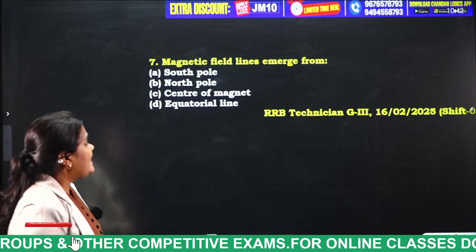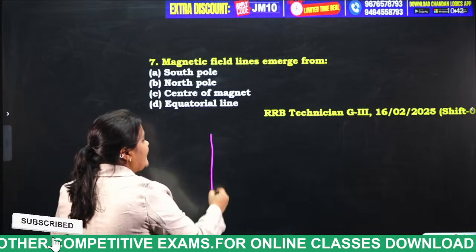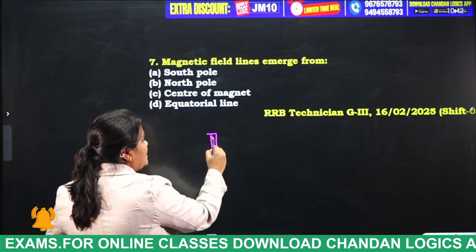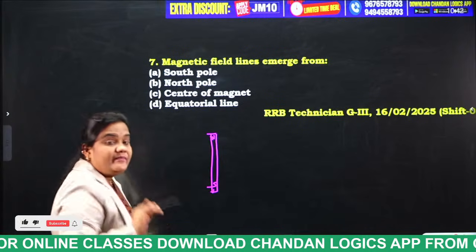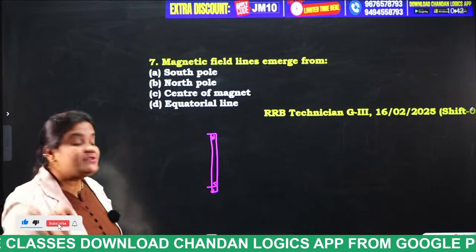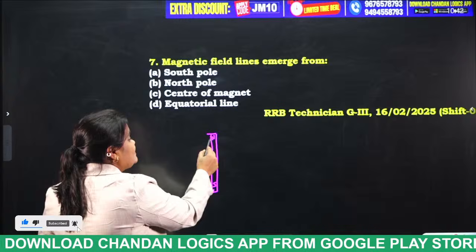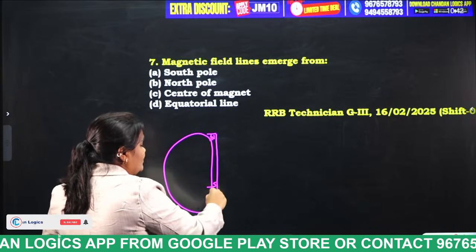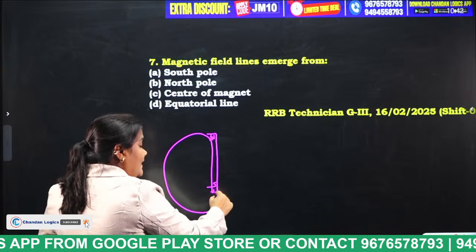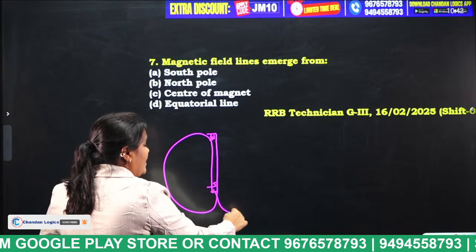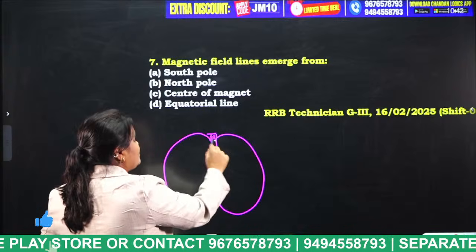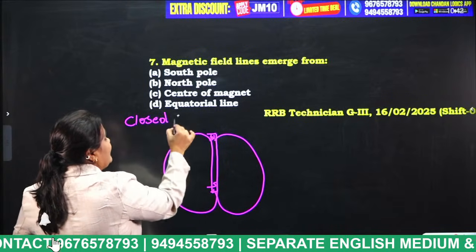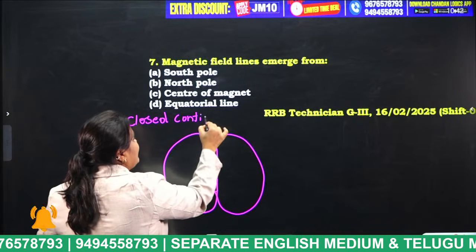So tell me what is this answer, students? The answer is that, imagine this is a current carrying conductor, a magnet. So this is north pole and this is south pole. The magnetic lines emerge from the north pole and enter into the south pole. And again from the south pole they enter into the north pole. Actually it is a closed continuous loop. Magnetic lines form closed continuous loops.